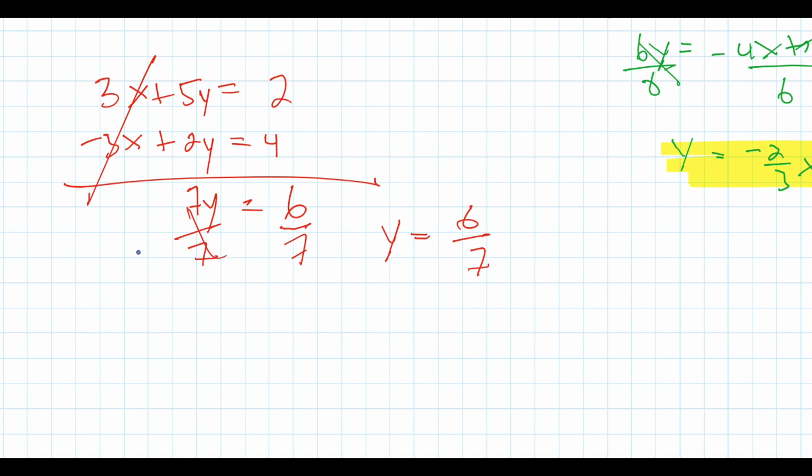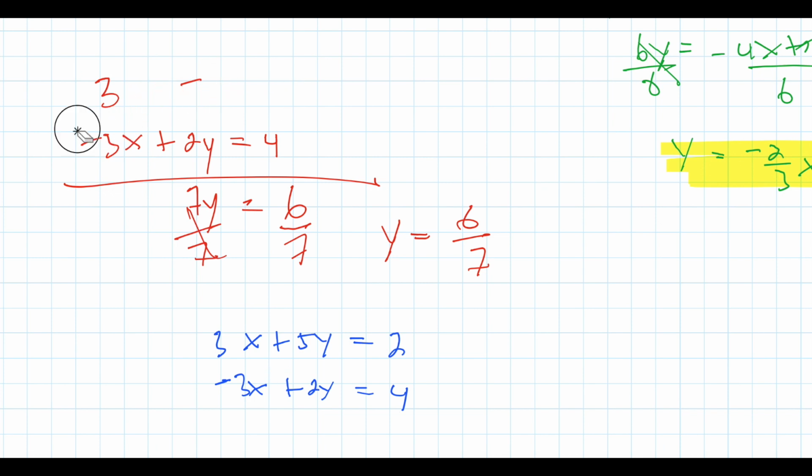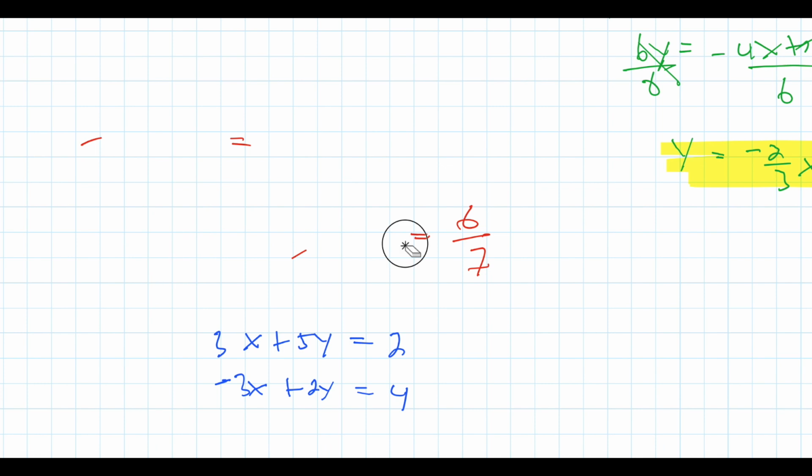It's also called linear combination. Some textbooks call it elimination, others call it linear combination. So I'm going to write down the two equations again. You got 3x plus 5y equals 2, and negative 3x plus 2y equals 4. All right, so the other way you can solve this is through substitution, which I hate.